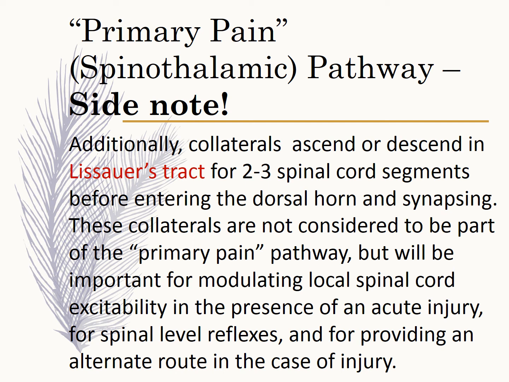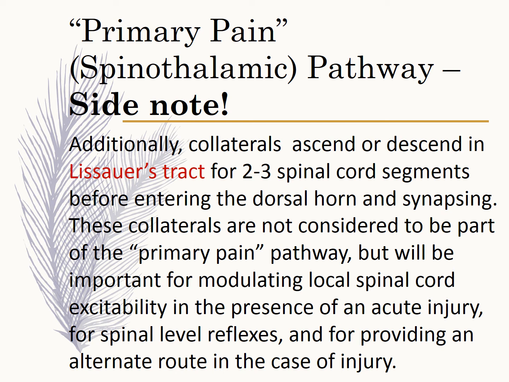So our pseudounipolar neuron central axon enters the spinal cord and goes to the dorsal horn, but also sends these collaterals up and down the spinal cord in Lissauer's tract for 2 to 3 spinal cord segments. Those collaterals then enter the dorsal horn at those levels. The purpose of these collaterals appears to be the modulation of excitability within the spinal cord in the area, particularly in the presence of an injury.